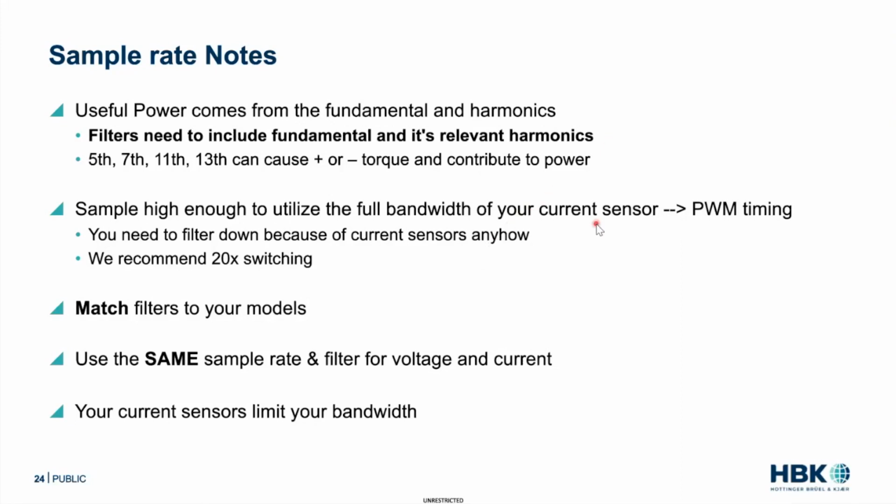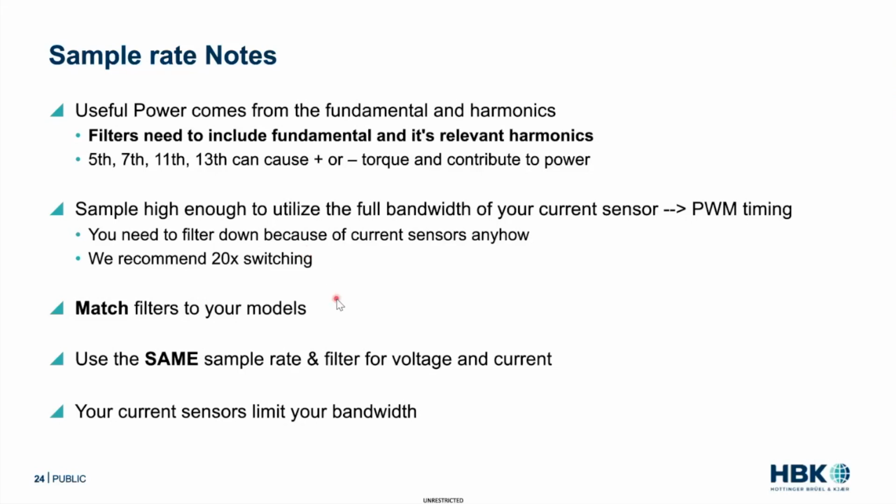I always like to advise sample high enough to utilize the full bandwidth of your current sensor. When current sensor bandwidths go up, we're going to see some of these things change, but right now that's our limiting factor. So, make sure you're getting a good measurement out of it. You want to sample high enough that you understand when that switch happens in your PWM, but it's not going towards useful power. So you're going to have to filter down because of your current sensors anyhow. We usually recommend about 20x your switching frequency for your sample rate if you want to get really functional.